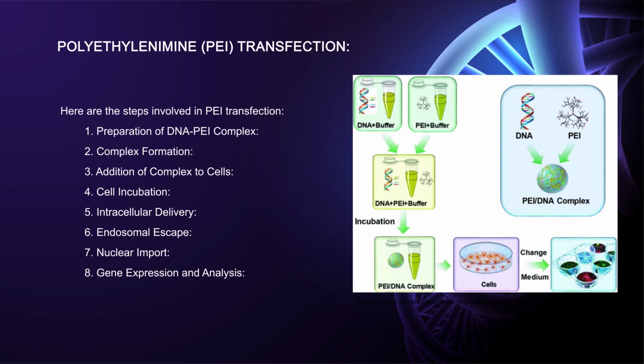And lastly, once the DNA-PEI complex comes into the cytoplasm, it must go to the nucleus. Once the cytoplasmic PEI-DNA complex is available, it should reach the nucleus for gene expression, and the DNA can enter the nucleus through nuclear membrane pores or with the help of a nuclear targeting signal present in the DNA sequence. Afterwards, gene expression and analysis proceed with the help of the transcription and translation machinery of the cells. The genetic material can then be transcribed into RNA and translated into protein, enabling the expression of the introduced gene or genetic material.